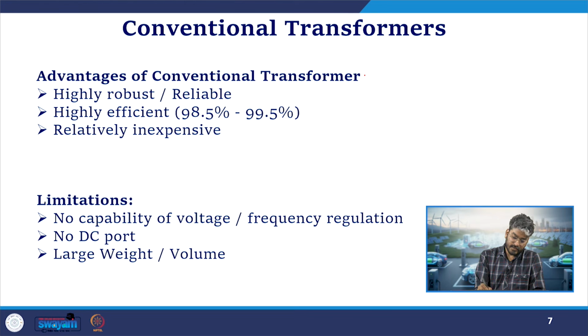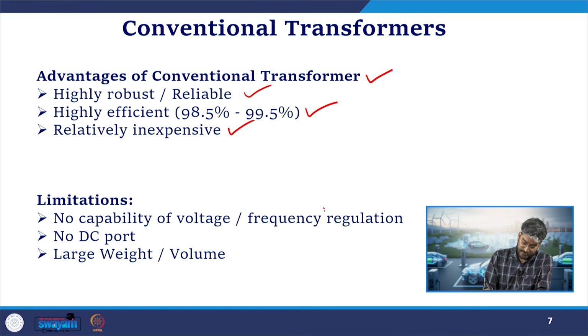So, what are the advantages of our conventional transformer? They are low frequency transformers, that is 50 or 60 hertz, the power frequency transformers. They are highly robust and reliable. Why? Because they have been known to us for a long time, so we know the technical know-how of them. Their efficiency is as high as 99.5 percent for power transformers. They are relatively inexpensive compared to solid state transformers, which are new in the field.